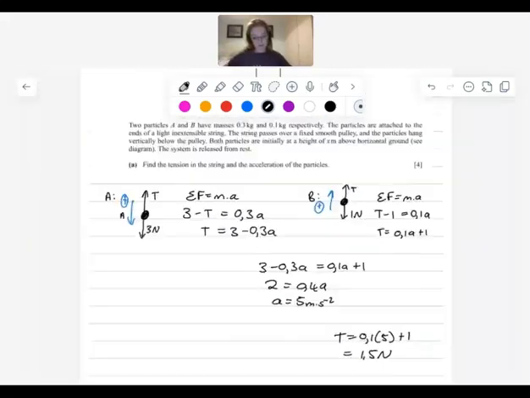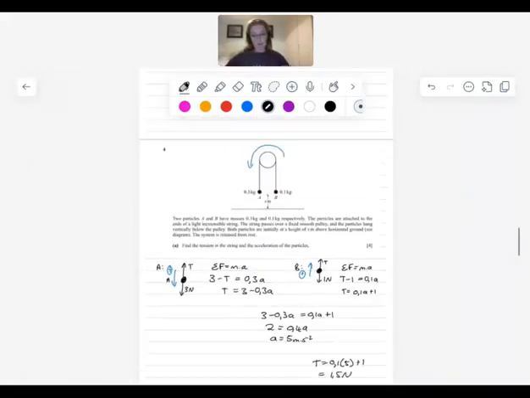This is a very typical connected particle question. So if you're struggling with that, do make sure you practice loads of them. You always want to know which direction the system is moving. Take the direction of motion to be positive, and then we split up our particles, we draw free body diagrams, and we do simultaneous equations.